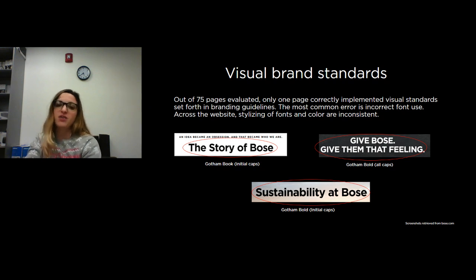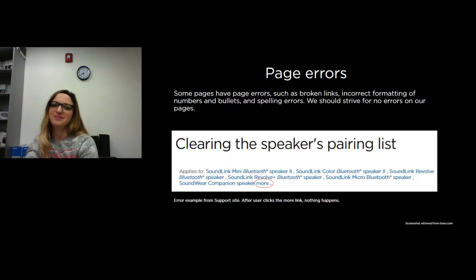The most important and critical of all of these issues is that almost all of our content did not meet branding standards. Only one page followed the visual guidelines set forth by our branding team. On this slide, I have called out 3 examples of headers that use different fonts. The danger of these inconsistencies is that it hurts the brand narrative that we have all set out to create.